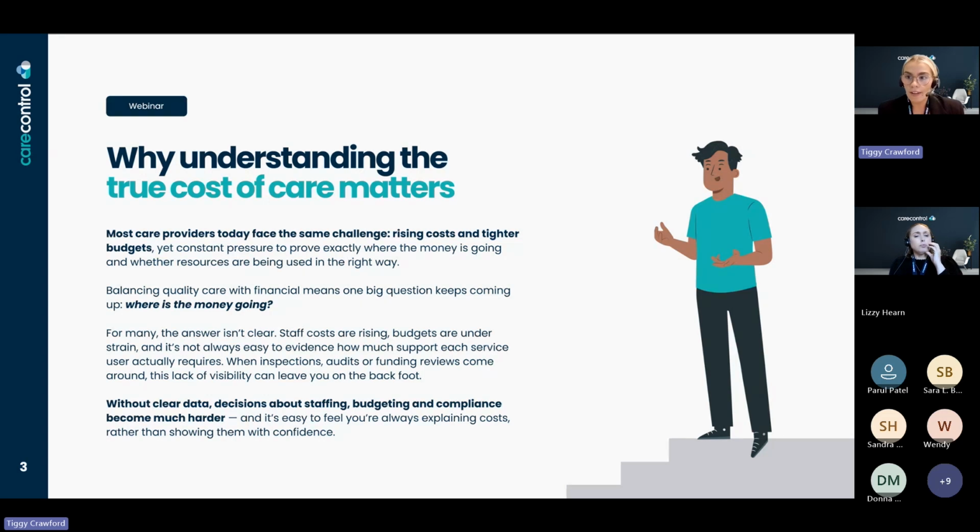Staff costs are rising, budgets are stretched, and it's not always easy to evidence how much support each service user actually requires. When inspectors, audits, or funding reviews come around, this lack of visibility can leave you on the back foot. And without clear data, decisions about staffing, budgeting, and compliance become so much harder. Instead of showing the evidence with confidence, it can feel like you're always having to explain your costs.